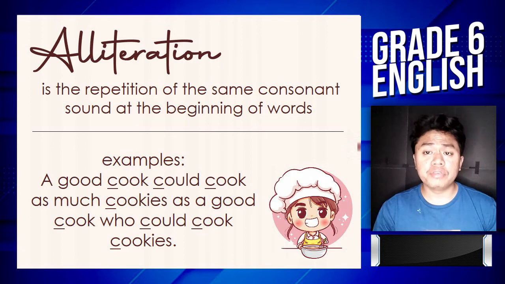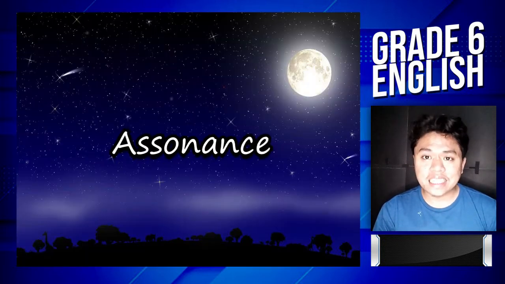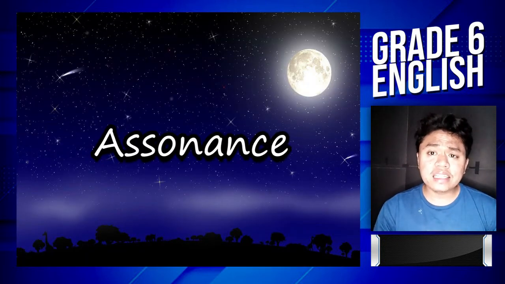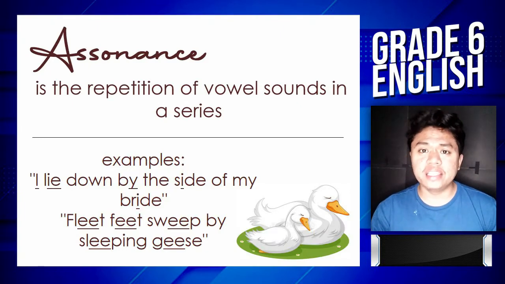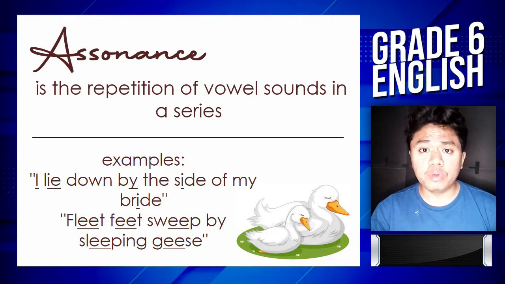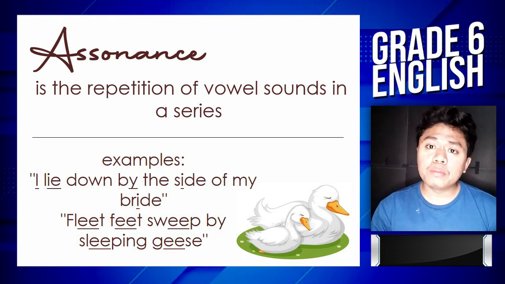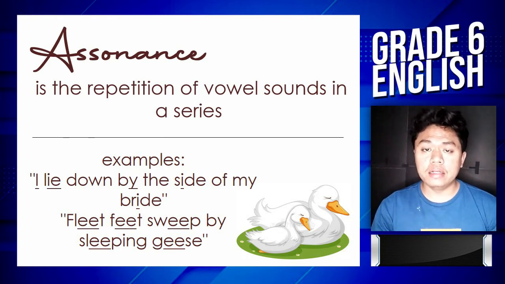The third example of figurative language is assonance. Assonance happens when a vowel sound is repeated in a series. An example would be, I lie down by the side of my bride. The I sound is repeated. Fleet, feet, sweet by sleeping geese. The long E sound is repeated.